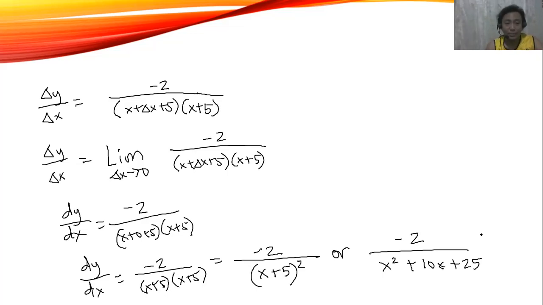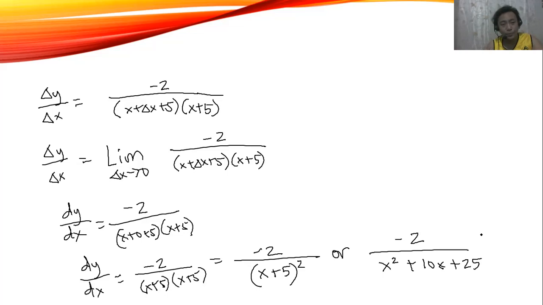After that, the second step is to subtract the obtained equation with the given equation. Isusubtract natin yung na-obtain natin doon sa given equation. And then we have to simplify. For the step number 3, we have to divide both sides. I-divide natin both sides ng delta x. And then, after we divide both sides by delta x, we have to simplify.